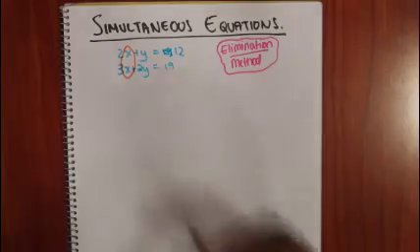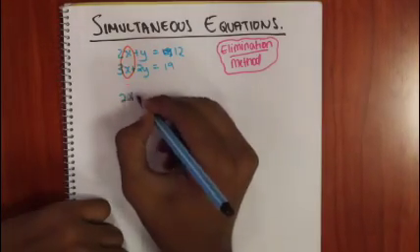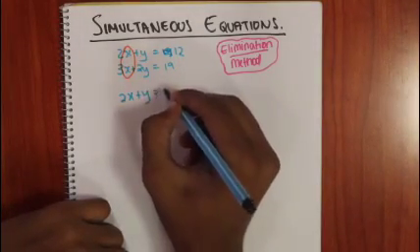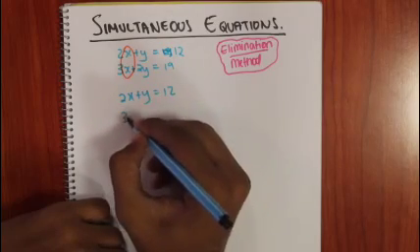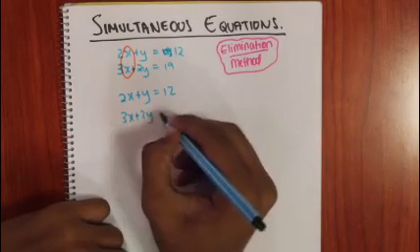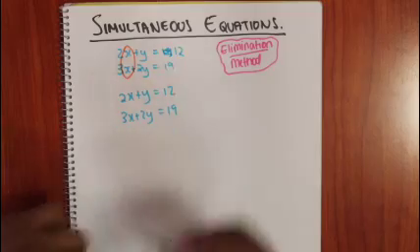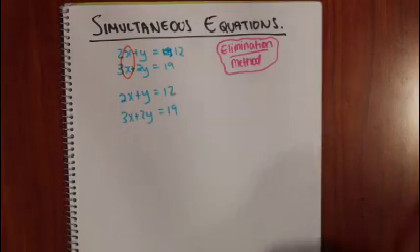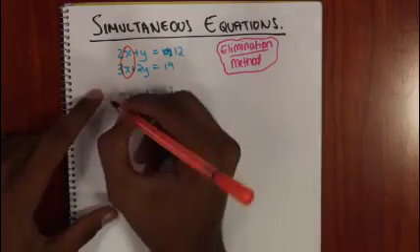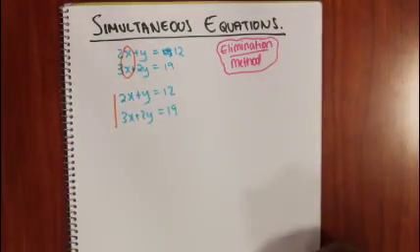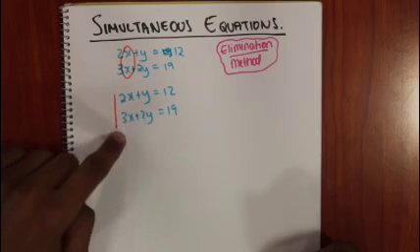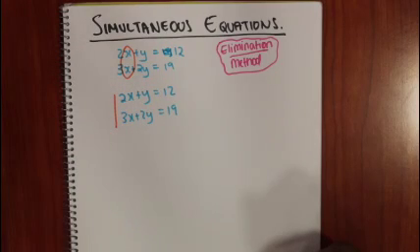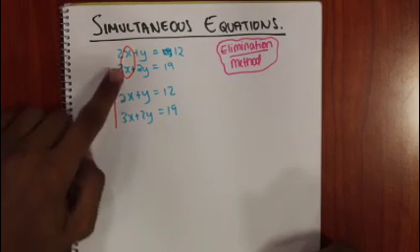So let me write the equation again first. 2x plus y is equal to 12. 3x plus 2y is equal to 19. So in the elimination method, when they have different coefficients, first of all, you choose your variable, the one you would want to eliminate. In this case, the variable we want to eliminate is x.